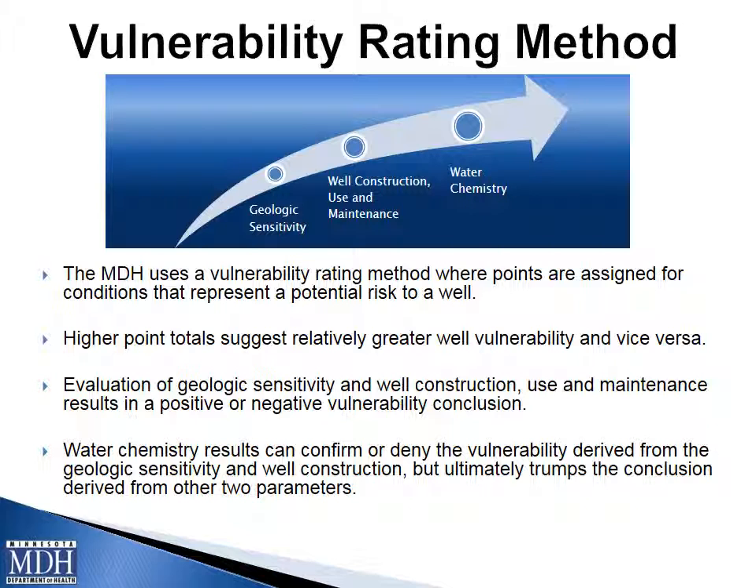Water chemistry and isotopic composition vulnerability is rated according to analyses of nitrate plus nitrite nitrogen, tritium, and quantifiable levels of either pathogens or other traceable chemical compounds that indicate groundwater degradation. Water chemistry contributes significant weight to assessing vulnerability and can confirm or deny the vulnerability derived from the geologic sensitivity and well construction, but ultimately trumps the conclusion derived from the other two parameters.